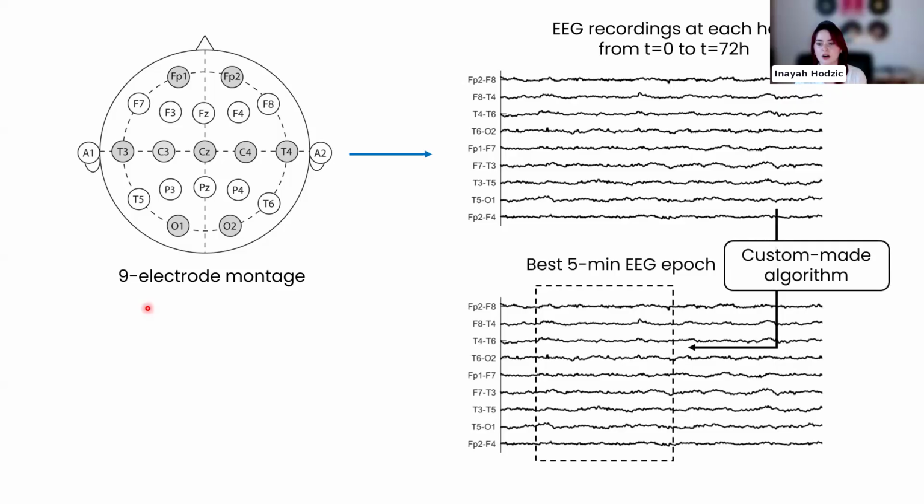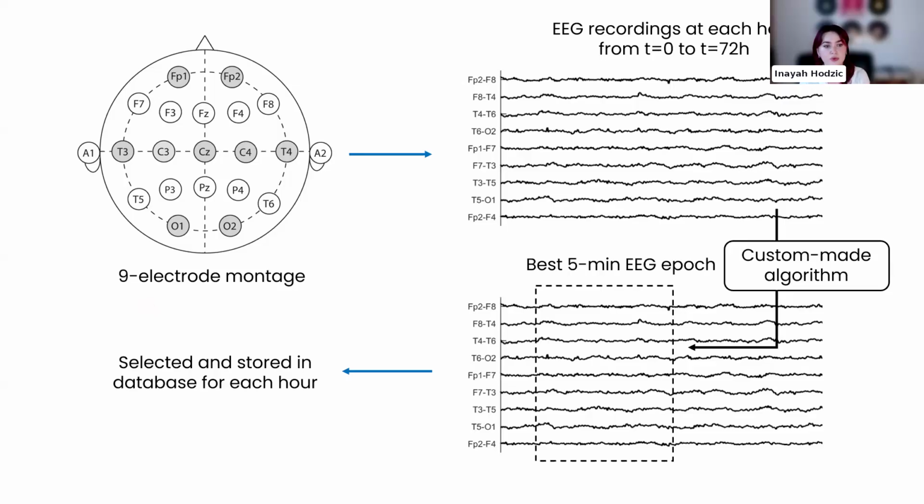So what we did is we had a custom-made algorithm to select the best 5 minutes, or an epoch of the best 5 minutes, of the EEG signal within that hour. So it looked at parts of the EEG signal that had the least artifacts, also that the total microvolt was below 200, I believe. And once this was selected, this was then stored in a database, and this was repeated for each hour and for each patient, so keeping track which EEGs belonged to which hour and which EEGs belonged to which patient.